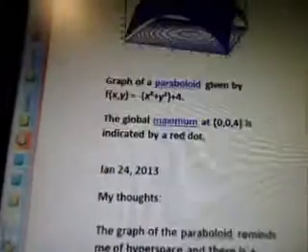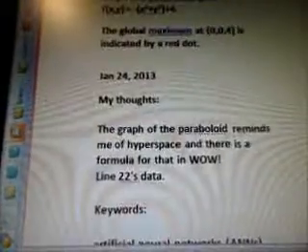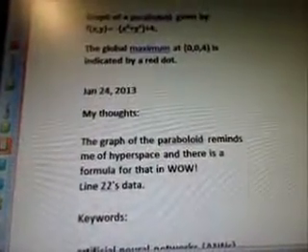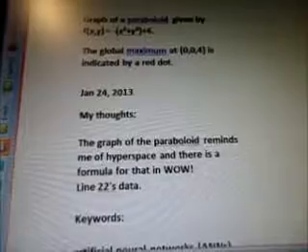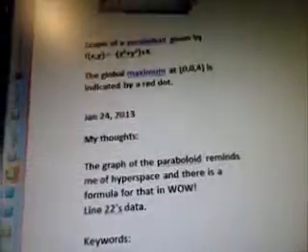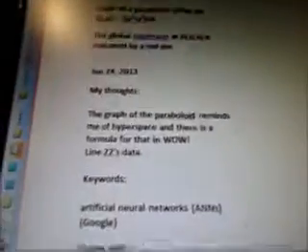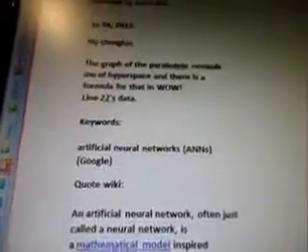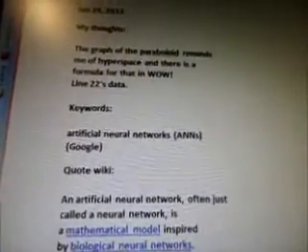See? Then we have January 24th, my thoughts. The graph of the paraboloid reminds me of a hyperspace, and there is a formula for that in the WOW lines 22 data. Keywords. Artificial networks. Neural networks is Anne's Google.